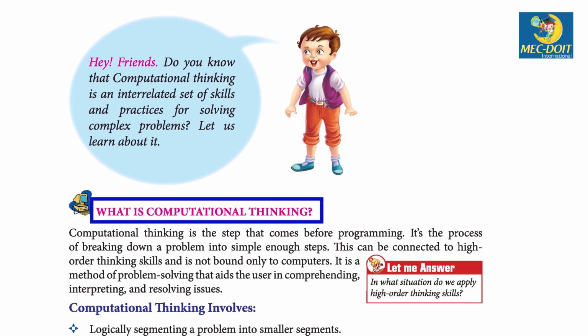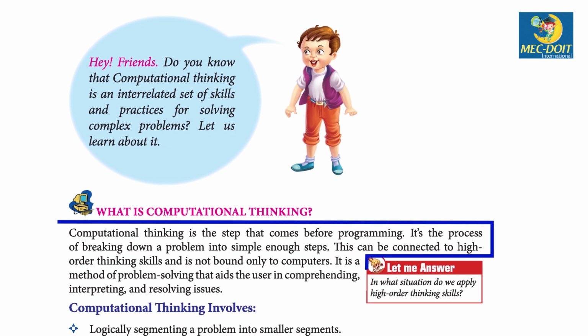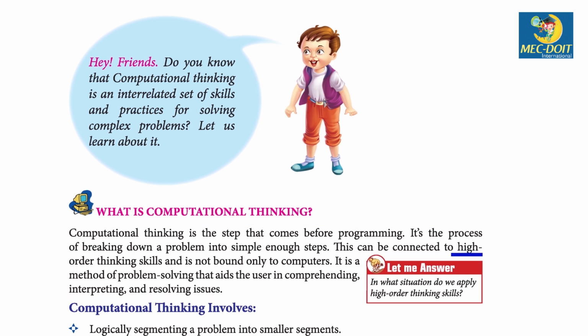What is computational thinking? Computational thinking is the step that comes before programming. It's the process of breaking down a problem into simple enough steps. This can be connected to high-order thinking skills and is not bound only to computers. It is a method of problem solving that aids the user in comprehending, interpreting, and resolving issues. Let me answer: in what situations do we apply high-order thinking skills?